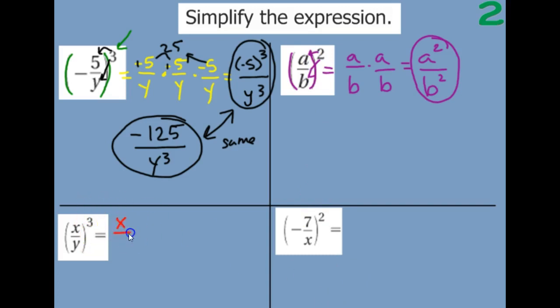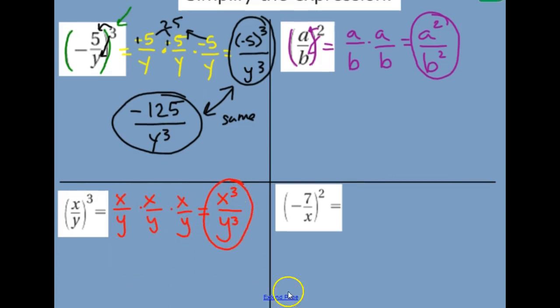Same thing here. This is x over y 3 times. X over y, x over y. So x times x times x is really x to the power of 3. And y times y times y is y to the power of 3. They're all letters. You can't simplify. That's it. Same thing like this first one up here.